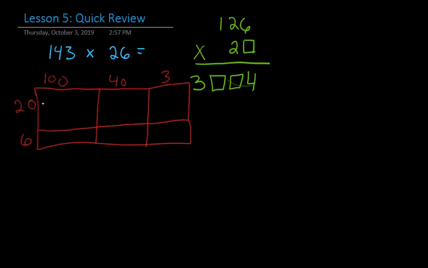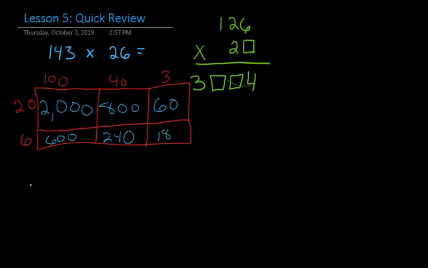So 2 times 1 is 2 with 3 zeros is 2,000. Okay? 20 times 40, well, 2 times 4 is 8, 2 zeros, 800. 20 times 3, 60. All right? 100 times 6, 600. 6 times 4, 24. Add the 0 from the 40, 240. 6 times 3 is 18.